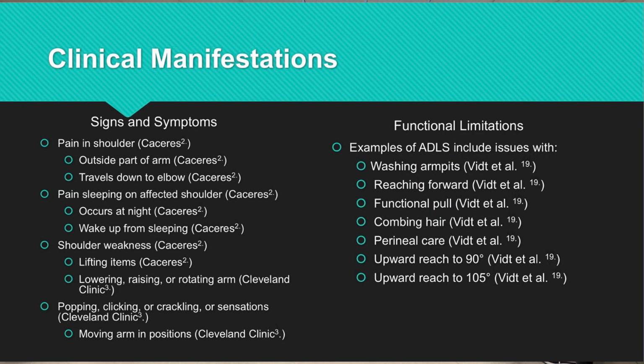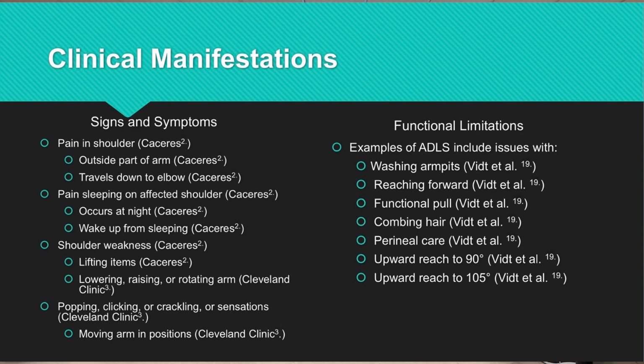There are different signs and symptoms. Some of the main ones will be pain within the shoulder that usually will radiate to the outside part of the arm and go down to the elbow. You can have issues sleeping at night, waking up due to the pain. There's also shoulder weakness that can cause issues with lifting items, as well as lowering, raising, or rotating your arm. You could also have sensations of popping, clicking, cracking within the arm as you move it into different positions.